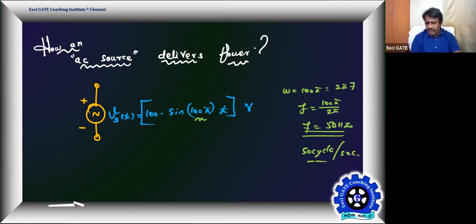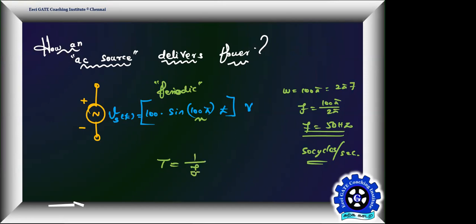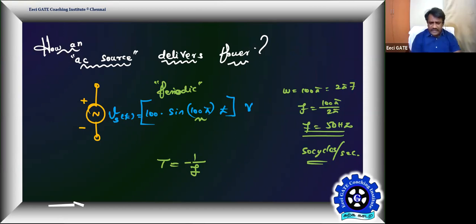Tell me what is the time period of one cycle then? It's a periodic signal. The AC sine wave is periodic. It is going to repeat its cycle after how much time? The time period I'm asking. The time period of a periodic signal is the inverse of how many cycles it can do in 1 second, yes, 1 by f. Periodic means its pattern gets repeated after a finite time, that is T.